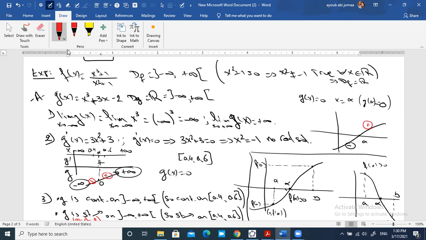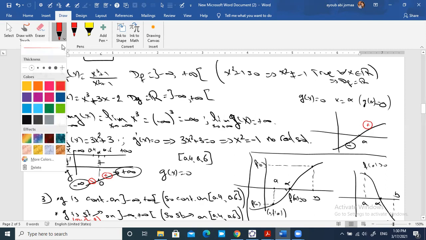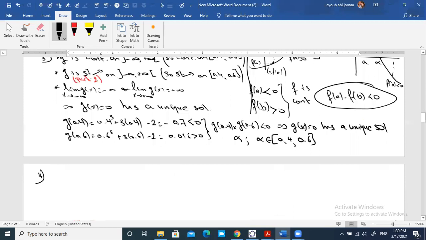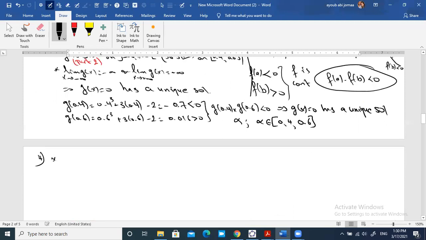So here I can say if x is less than alpha, then g of x is negative. If x is greater than alpha, g of x is positive. هيك راح يكون السوليوشن تبع part 4. So here, if x is less than alpha, g of x is negative. And if x is greater than alpha, g of x is positive.